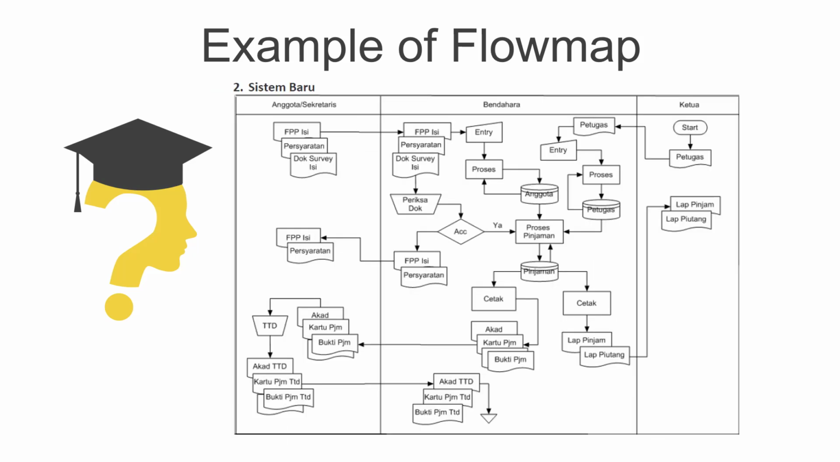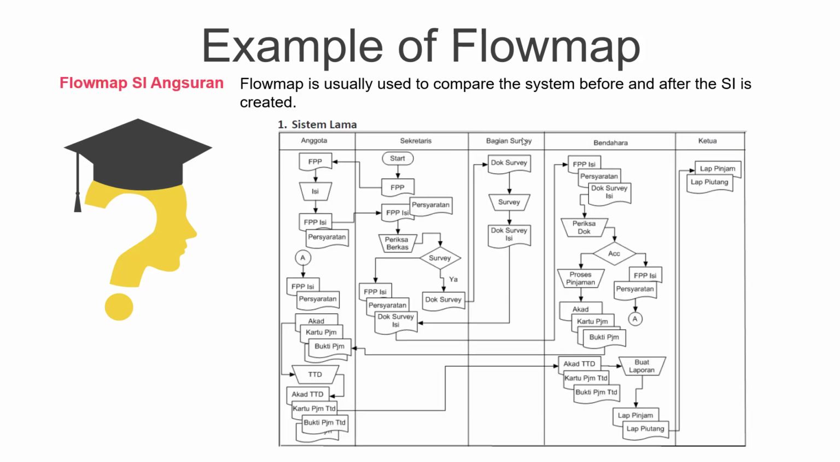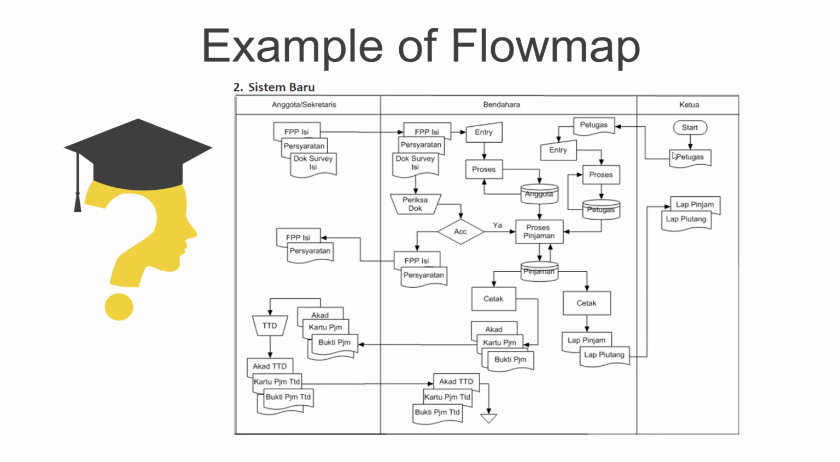Nah, dari sini kalian bisa lihat personel kunci di dalam sistem baru itu hanya ada 3 saja. Jadi hanya ada anggota atau sekretaris sekalian, terus ada bendahara dan ada ketua. Nah, startnya dimulai dari ketua di sini. Jadi kalian bisa lihat yang tadinya ada 5 personel kunci berubah di sistem baru menjadi 3 personel kunci.